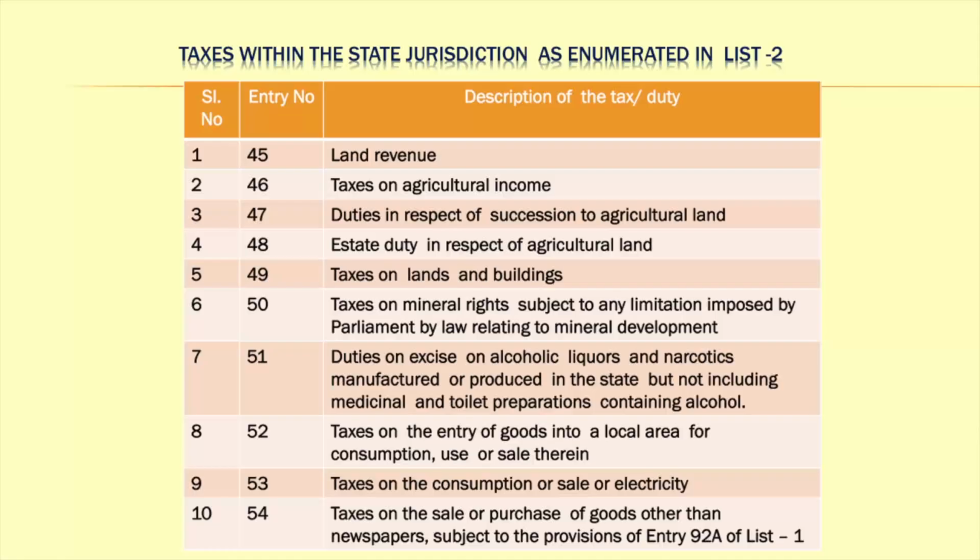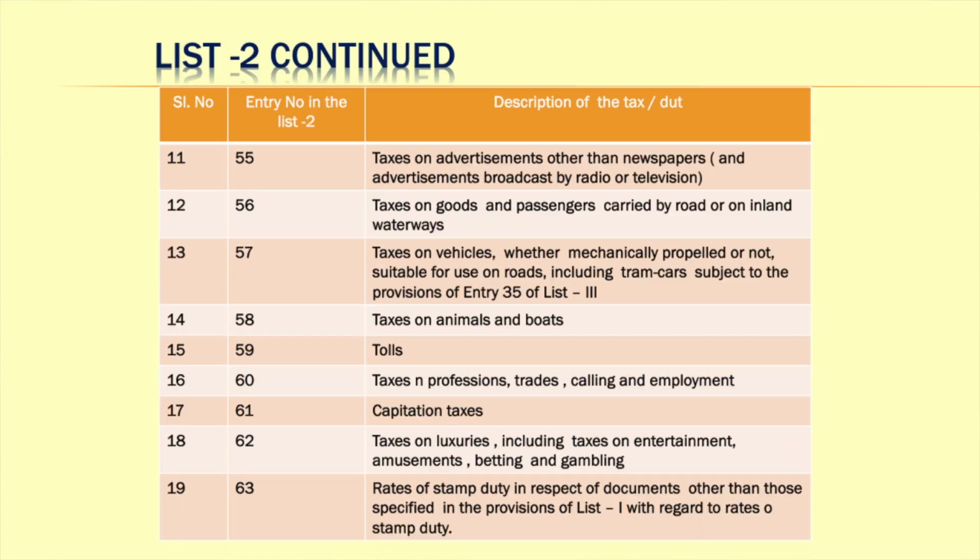Of course, the new power policy of 1992 made some changes in this consumption, where bulk consumers can directly purchase electricity from the central grid, but now the states play a very important role, state electricity boards, and all this comes under the entry 53. Entry 54, taxes on sale or purchase of goods other than newspapers, subject to the provision of entry 92A of List 1. Then entry 55, taxes on advertisements other than advertisements in newspapers and advertisements broadcast by radio or television.